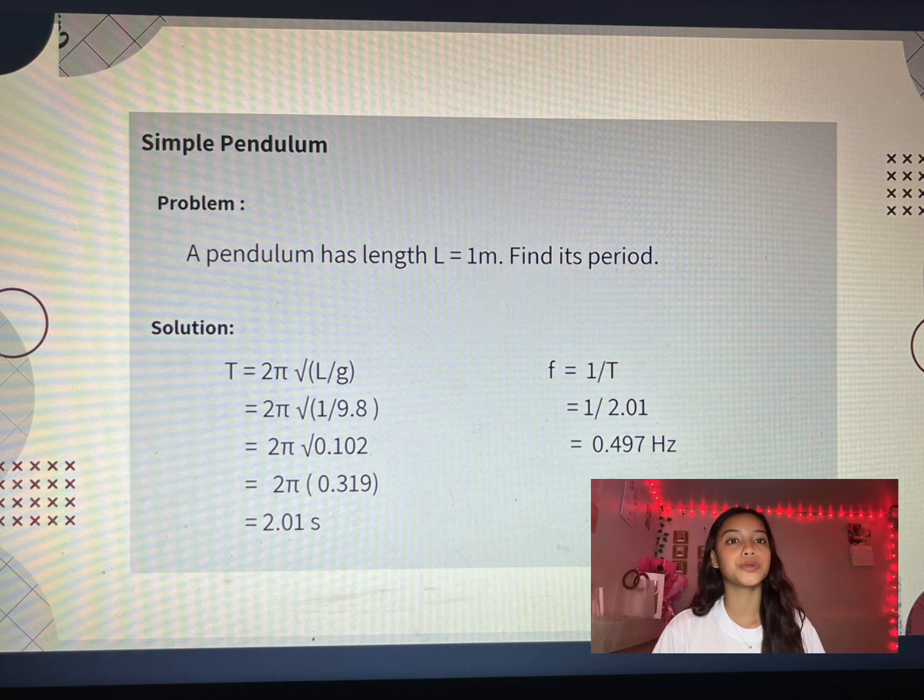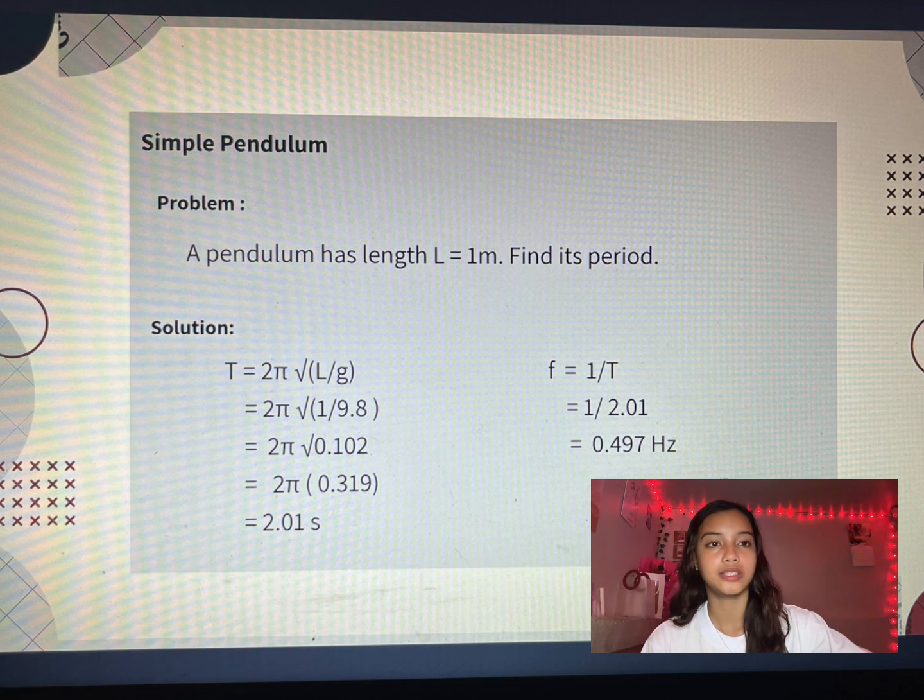So here's the simple pendulum example. A pendulum has a length equal to 1 meter, and we need to find its period. Let's solve this. I will show you the solution.